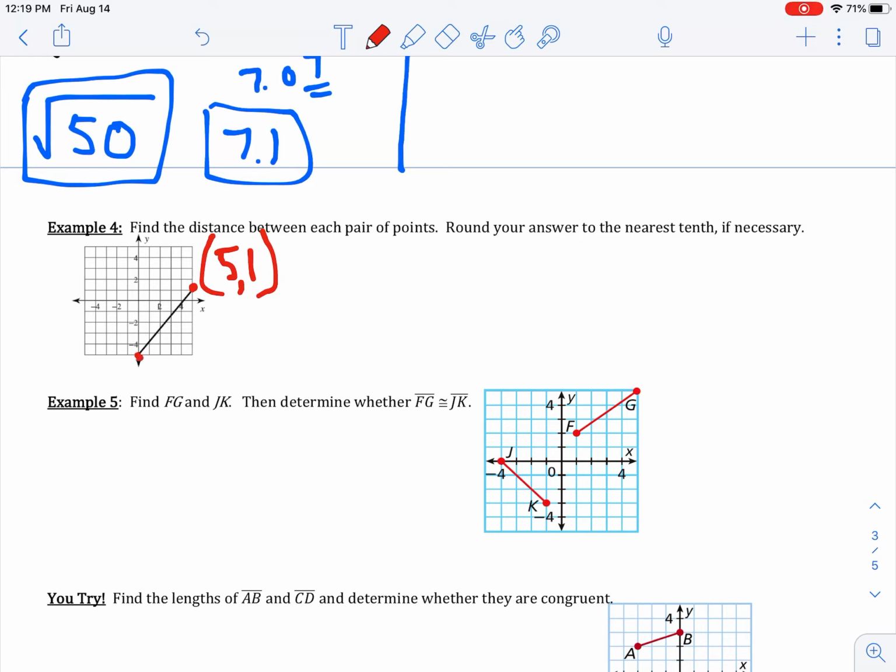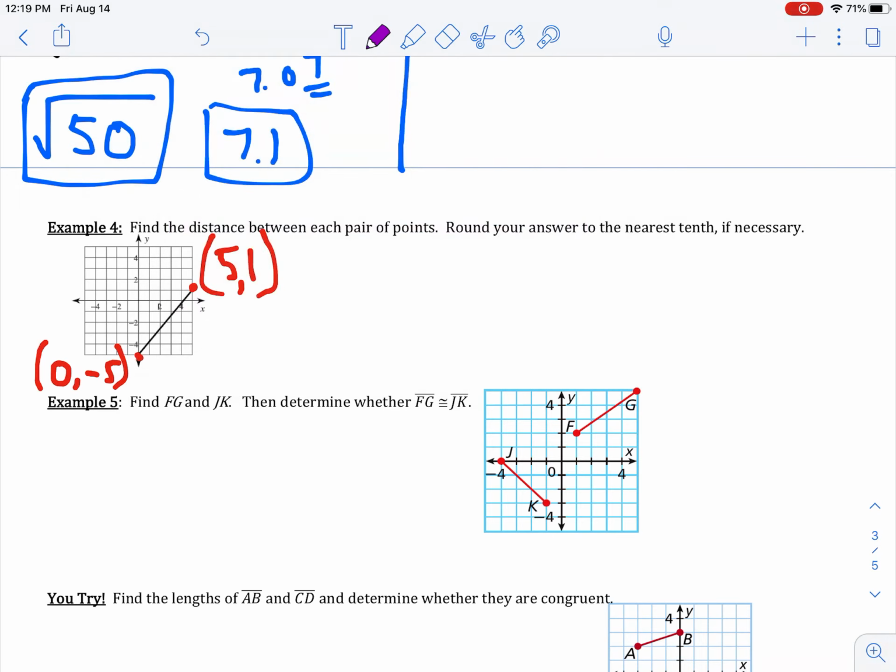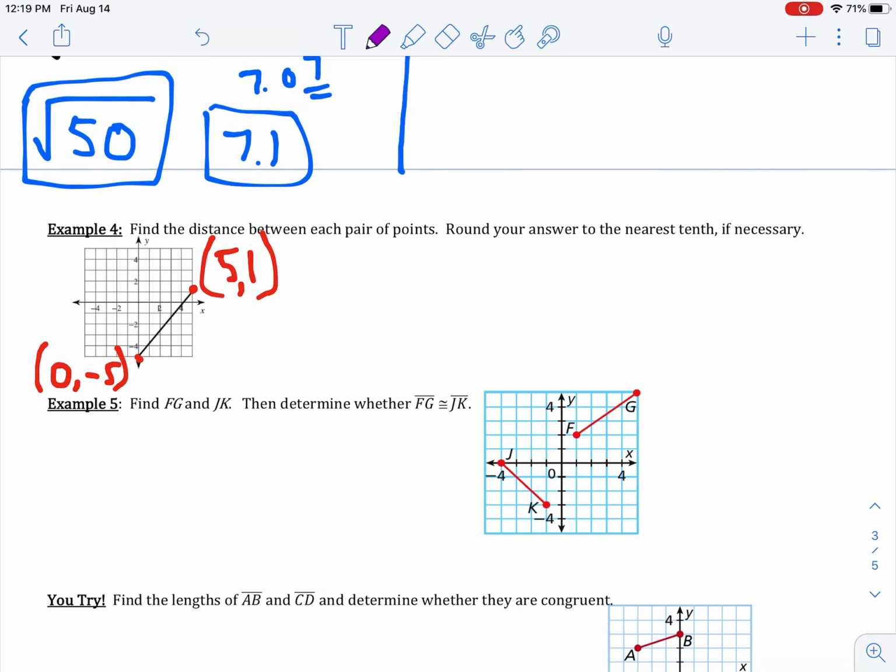Our second coordinate down here, notice if I start at 0, 0, I don't have to move left or right, so my first move is 0. But then I got to go down 5. Down 5 would be -5, so this ordered pair is 0, -5. Okay, this gets us ready to start the distance formula now that we're ready. So we have our x's and our y's. Let's go ahead and draw our square root symbol, and then let's begin to plug things in.